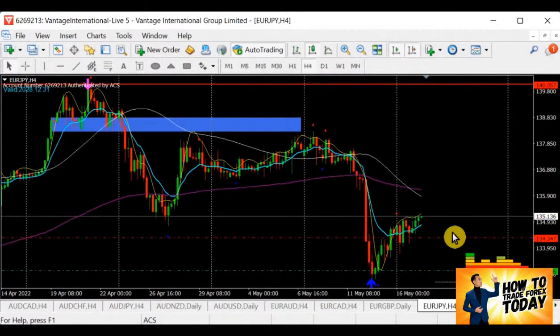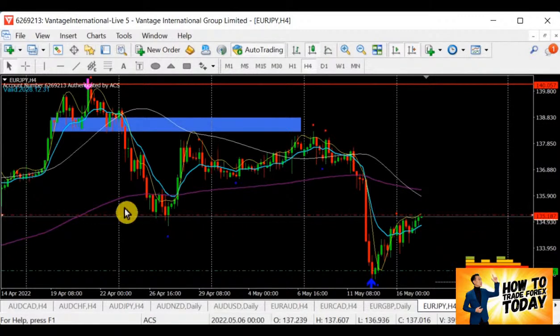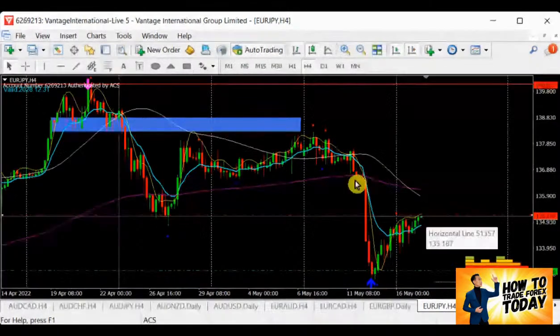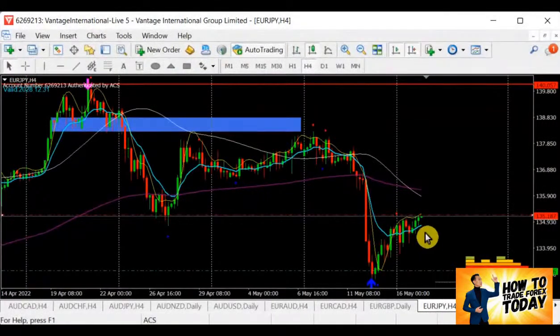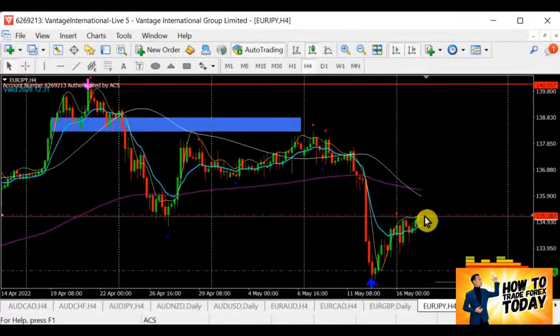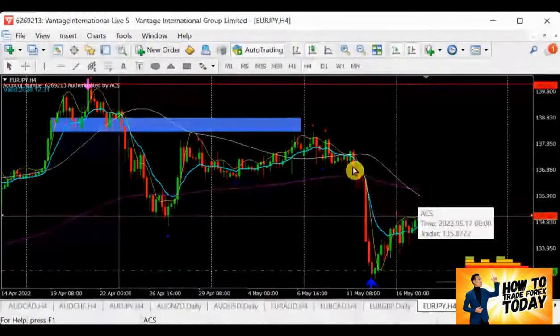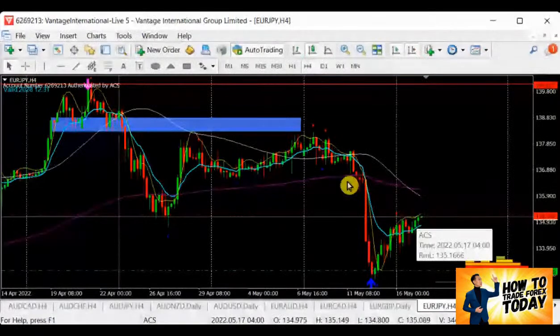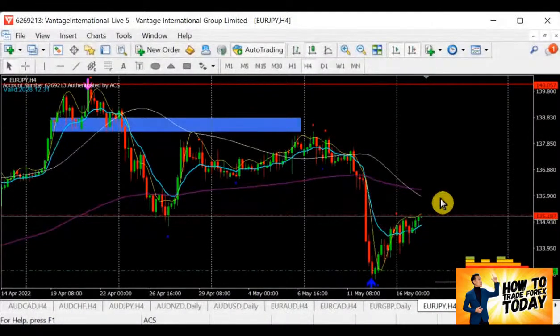Let's take a look. The resistance level actually happens to be here. As you can see, previous support tested and broke, so eventually this will become a resistance. Right now, this is the first test of the resistance. This first test is going to determine whether this resistance is strong enough.